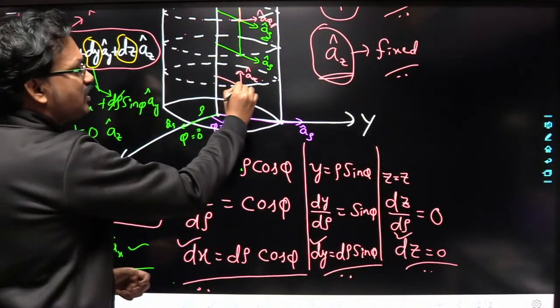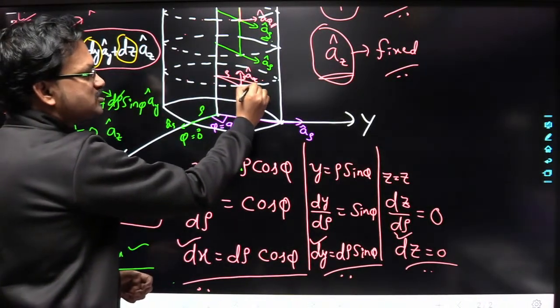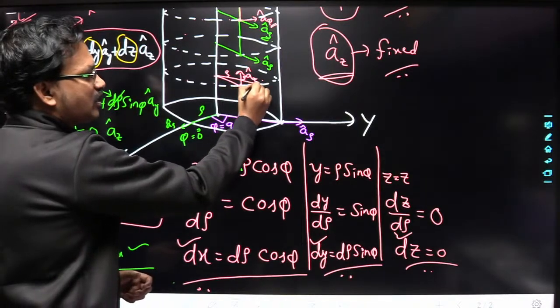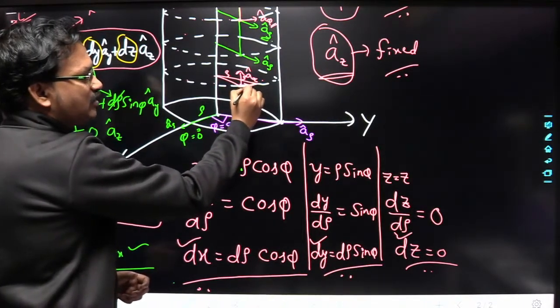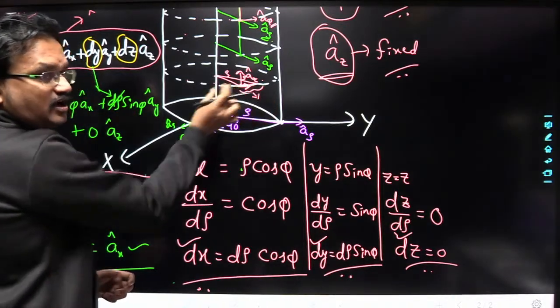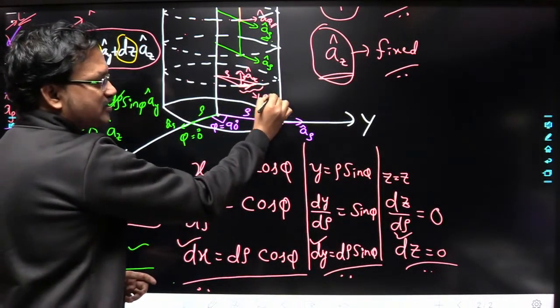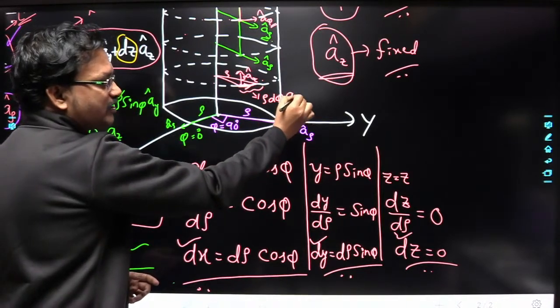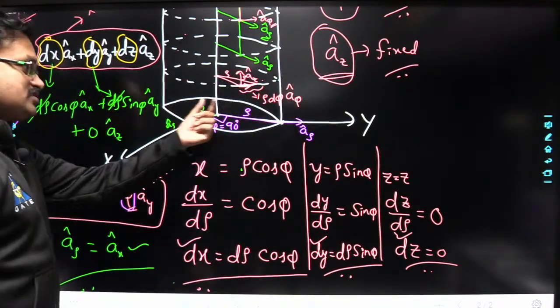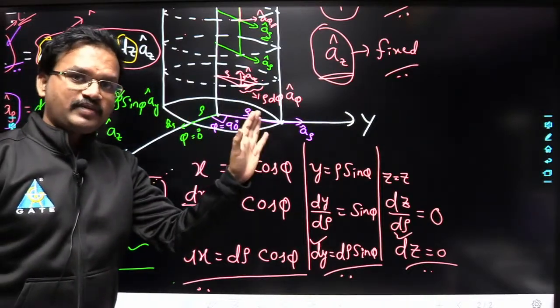So this is nothing but rho. So this is also, let us say, rho. If you move a small differential length along phi, what is the small differential arc length going to be? It is nothing but rho d phi a phi cap. This is the small differential arc length you get by varying phi.